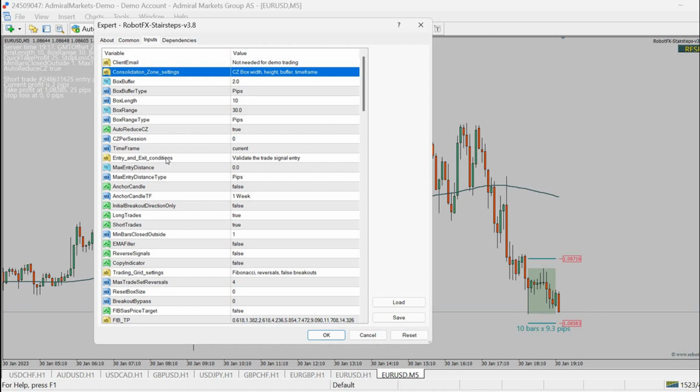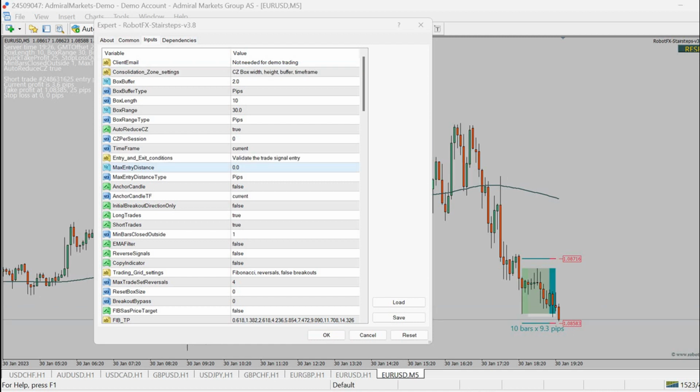Next are the entry and exit conditions. The entry and exit condition settings start with a maximum entry distance, in my settings set to 0. This can also be a multiplier of the ATR, consolidation zones, or stop loss. And if it's set to 0, it does not matter. A maximum entry distance is kind of like the buffer.